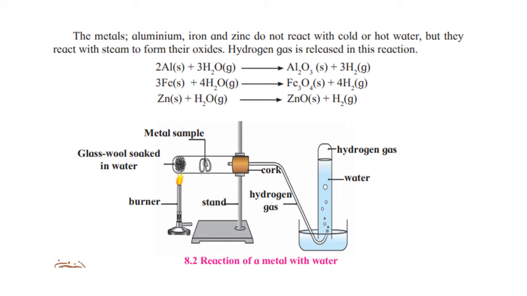Metals like aluminium, iron and zinc do not react with cold or hot water, but they react with steam to form their corresponding oxides. Hydrogen gas is released in this reaction. For example, aluminium reacts with water to form aluminium oxide and hydrogen. Iron reacts with water to form iron oxide and again hydrogen gas is liberated. Zinc reacts with water to form zinc oxide and hydrogen gas is liberated.